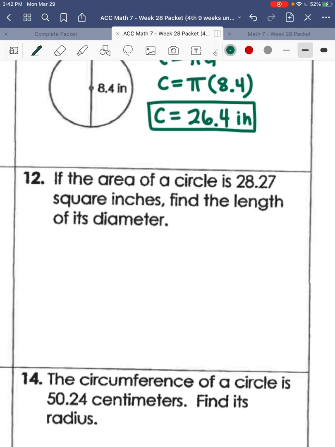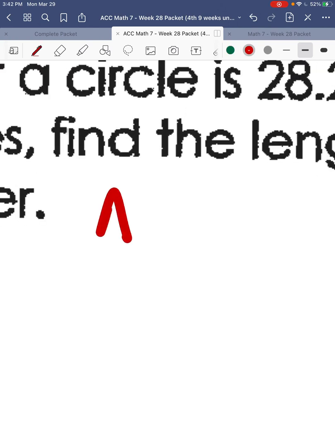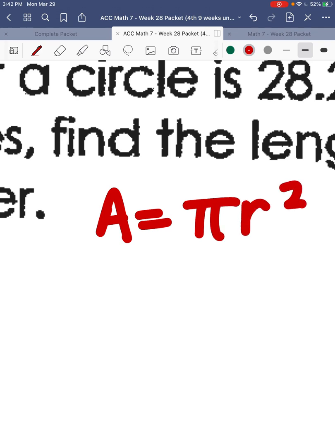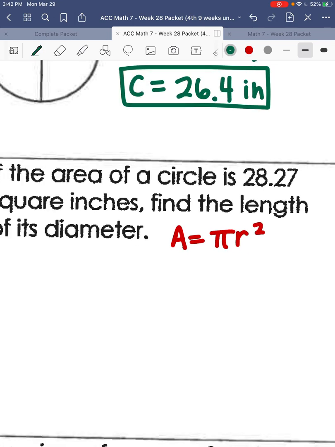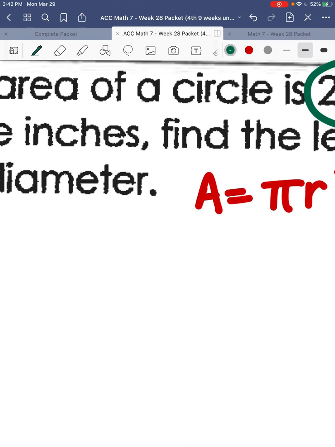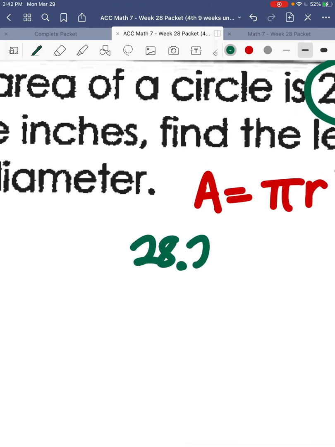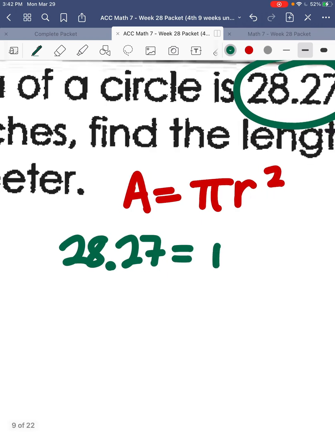Okay, number 12. If the area of a circle is 28.27 square inches, find the length of its diameter. Again, we're going to use the area of a circle formula. Area is pi r squared. What we're first going to have to do is figure out what the radius is, and then we'll double it to find the diameter. We're told that the area of the circle is 28.27. So I plug that in for A. 28.27 equals pi times r squared.